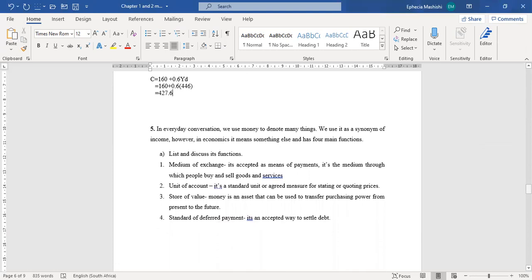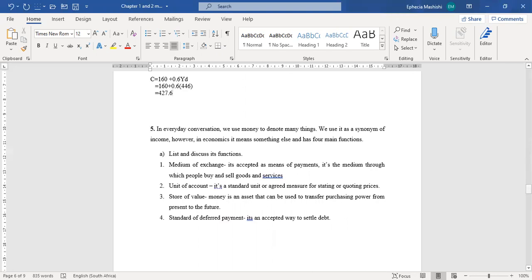So the first function of money is that it's a medium of exchange, meaning it's accepted as a means of payment. It's the medium through which people buy and sell goods and services. The second function, it's a unit of account, meaning it's a standard unit or agreed measure for stating or quoting prices. The third function, it's a store of value. Money is an asset that can be used to transfer purchasing power from the present to the future.